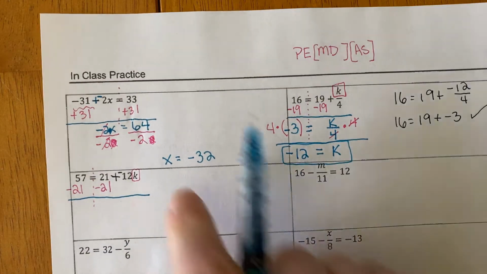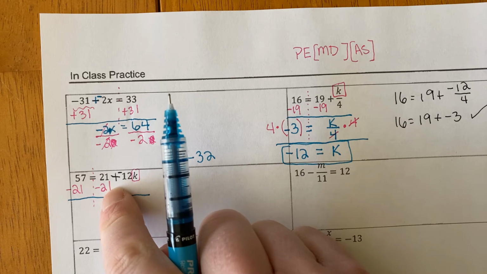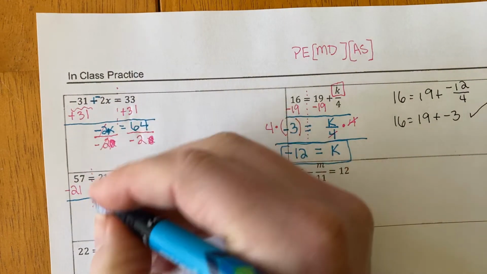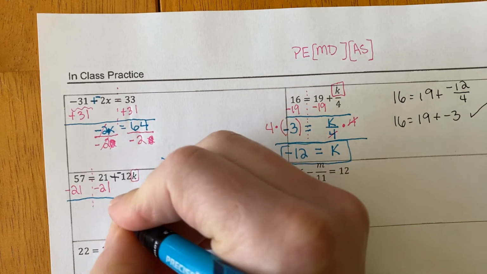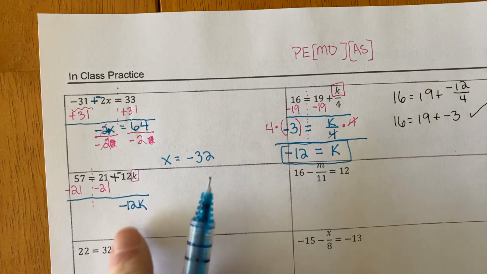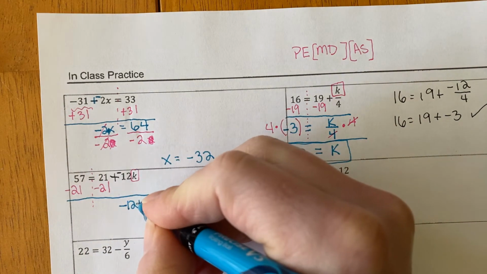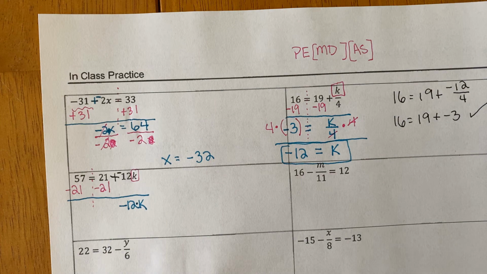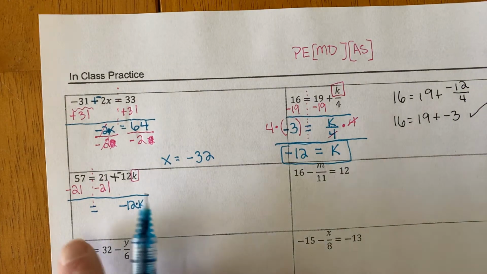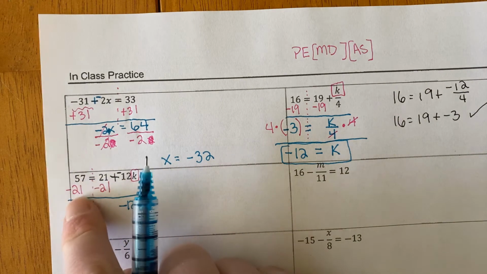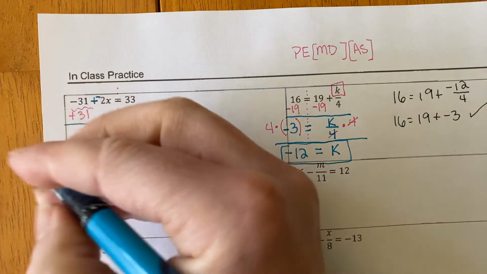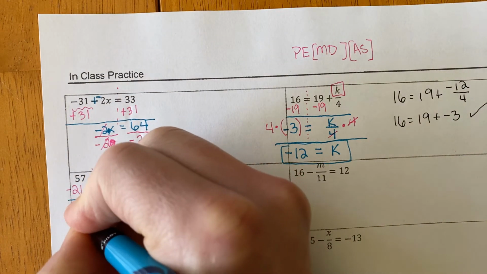So I simplify, 21 minus 21 is 0, so we undid that addition of 21, and what we're left with, be careful on this side, is a negative 12k. And that means a negative 12 times k. We have an equal sign, and then on the left side of the equation, we have 57 minus 21. And 57 minus 21 is 36.